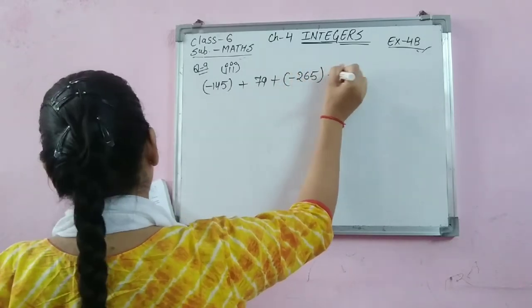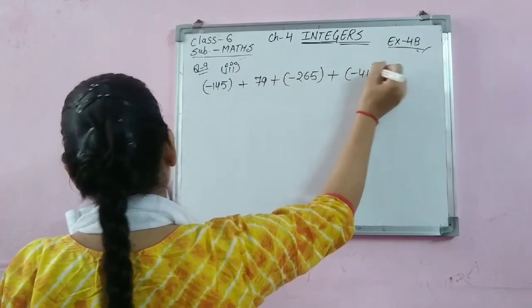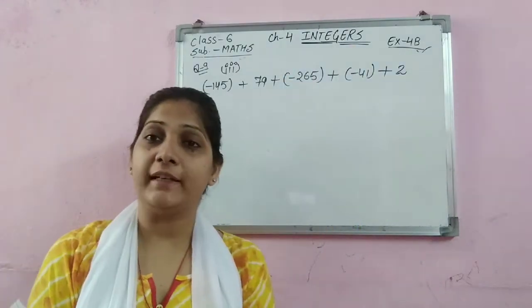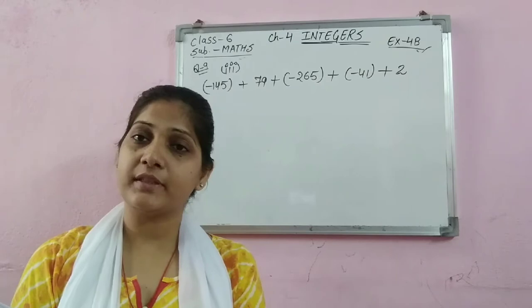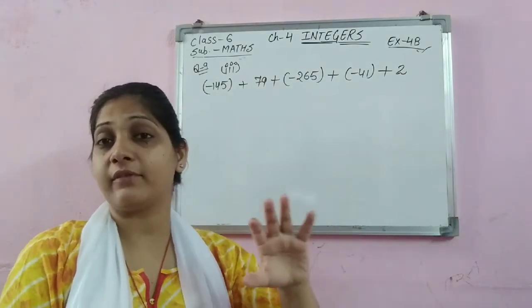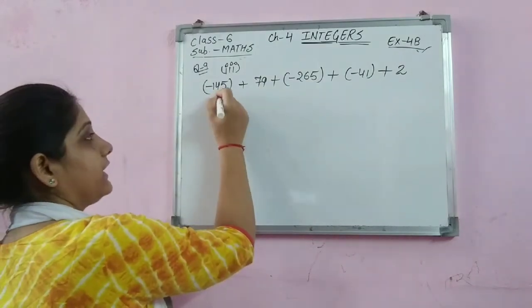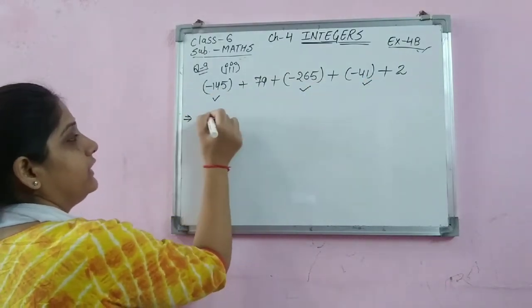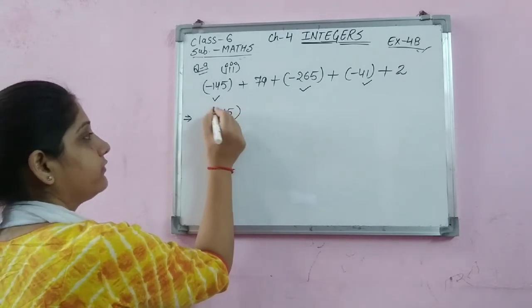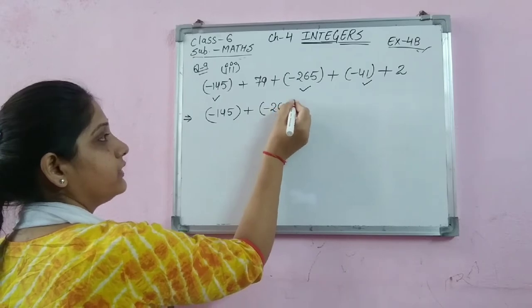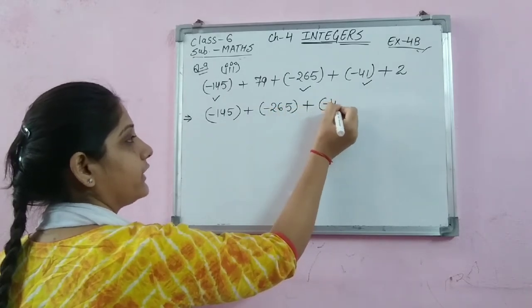Minus 265 plus negative 41 plus 2. I told you 2 rules of addition. Same sign means add, different sign means subtract. So first let's combine all the terms which are with similar sign. Like this is negative, and this is negative. Write it together: negative 145 plus negative 265 plus negative 41.